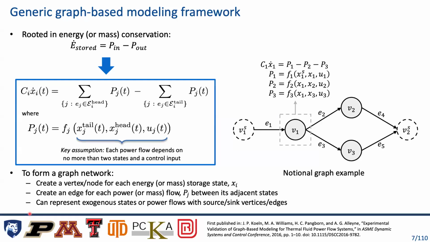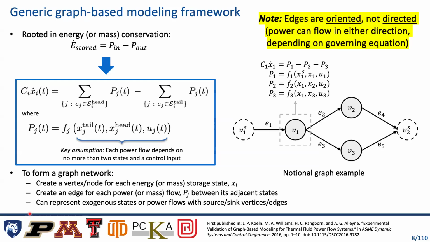And so you can also have boundary conditions to the system, and that could take the shape of exogenous states or exogenous power flows. We typically draw those with dashed lines. So this dashed circle here would be a state of the system, but not one that we calculate within the model, one that is exogenous to this model. And similarly, we could have dashed power flows, dashed edges as well.